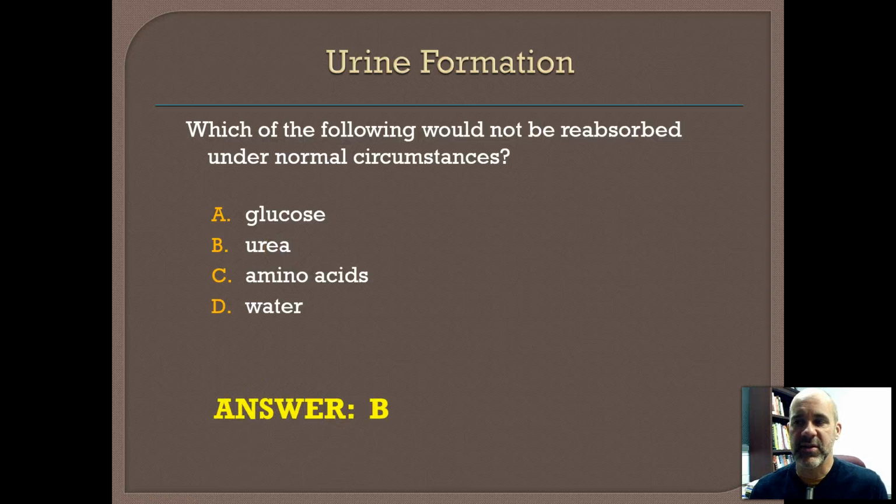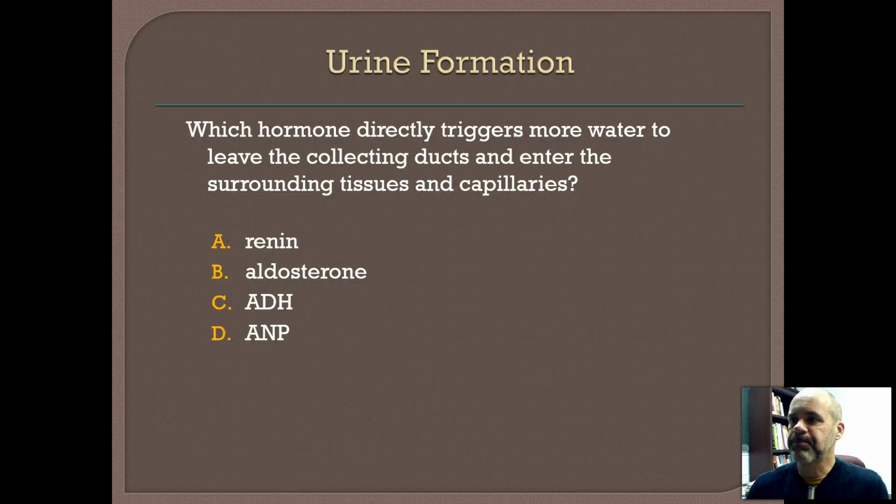Urea is a waste that's generated mostly from breaking down proteins, and we need to pee that out. That's easy to remember because urea sounds like urine. Same thing with uric acid. Uric acid is a waste product from breaking down nucleic acids, and it also sounds like urine, so it sounds like a waste. That's something you want to pee out of the body.